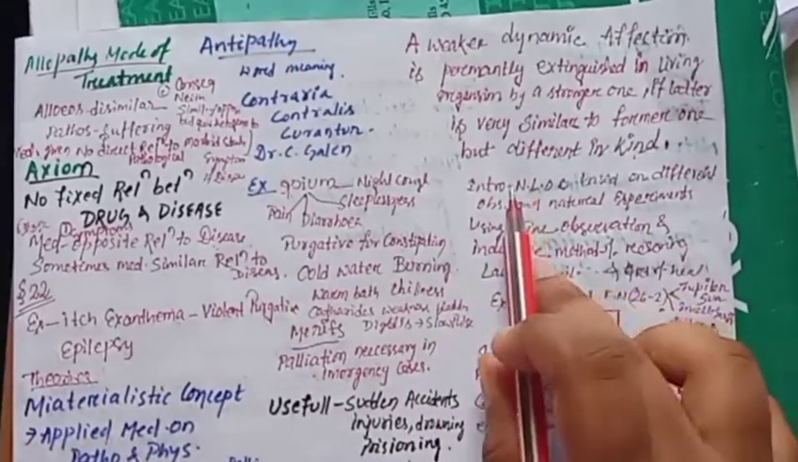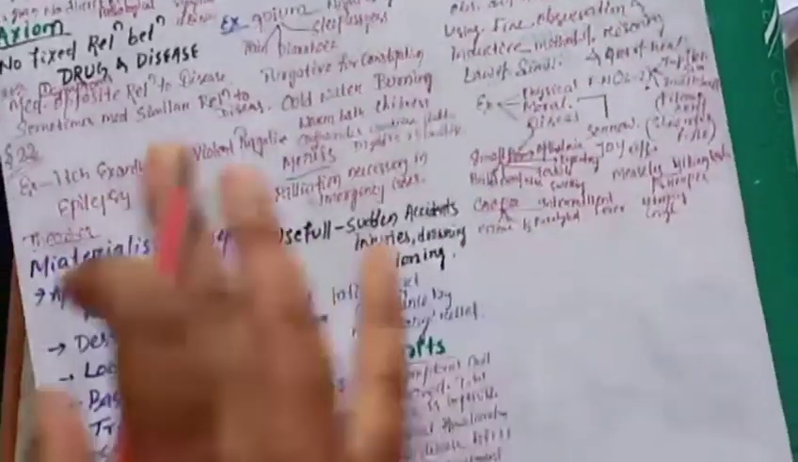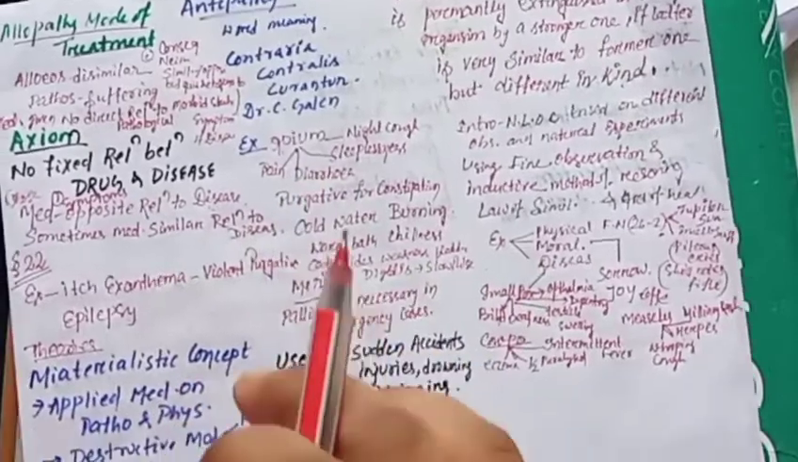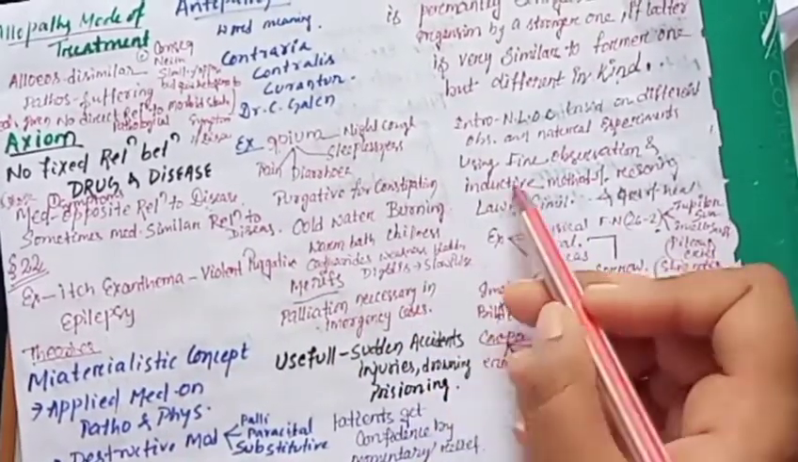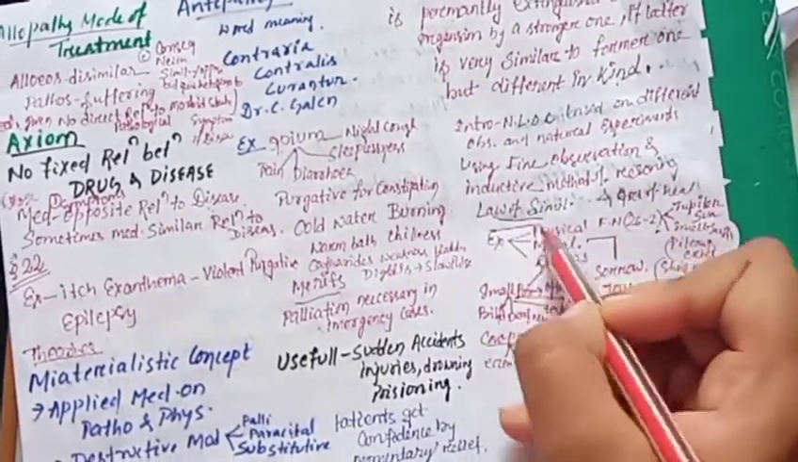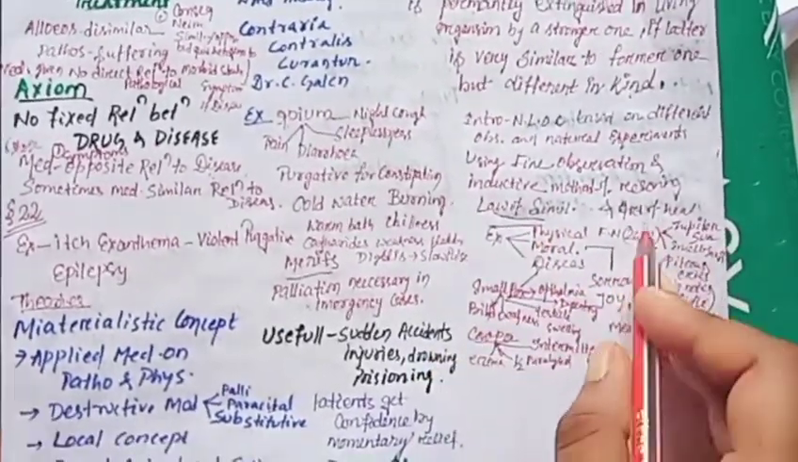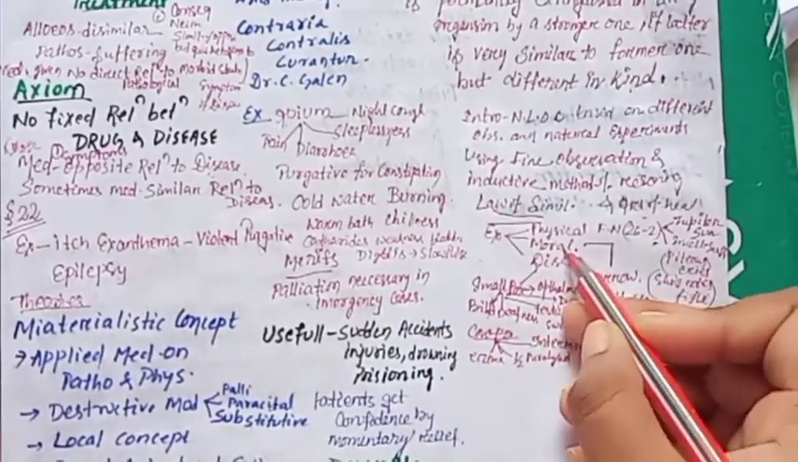Nature's law of cure is based on different observations and natural experiments done by Dr. Hahnemann. I only discuss the points; you should remember these points and explain them all in your exam. Using fine observation and the inductive method of reasoning, he established the law of similia and the art of healing. Examples of nature's law we can find in the physical, moral, and disease parts.